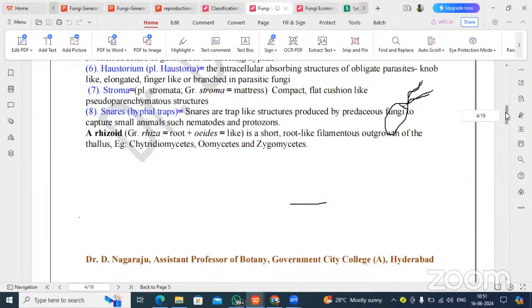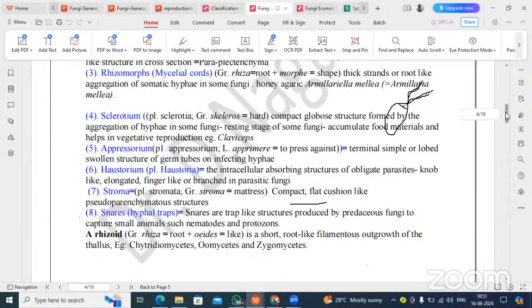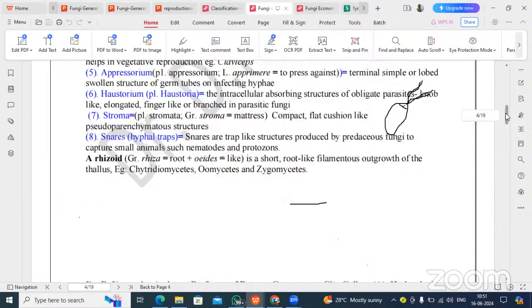Sclerotium we already discussed. Rhizomorph we discussed. And then appressoria, haustoria. Appressoria I already told you: saucer-shaped, cup-shaped structures formed by hyphae upon the host where it infects. The infecting hypha forms a cup, saucer, or tube-like structure upon the host. That we call appressoria. It comes upon the host like tubes or like balls.